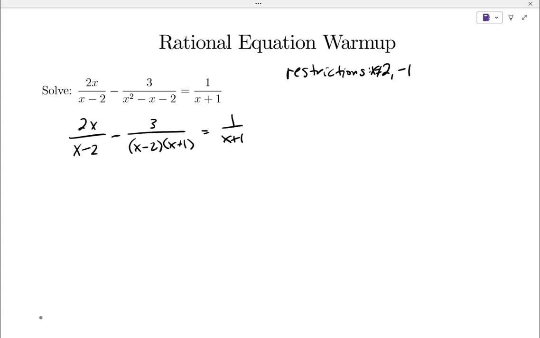So the reason why we keep track of those again is so that when we get to the final answer, when we get done with our solving, we want to throw out any of those numbers that we get. Right? If we get any of those, we want to throw those out. Okay. What's next step now?